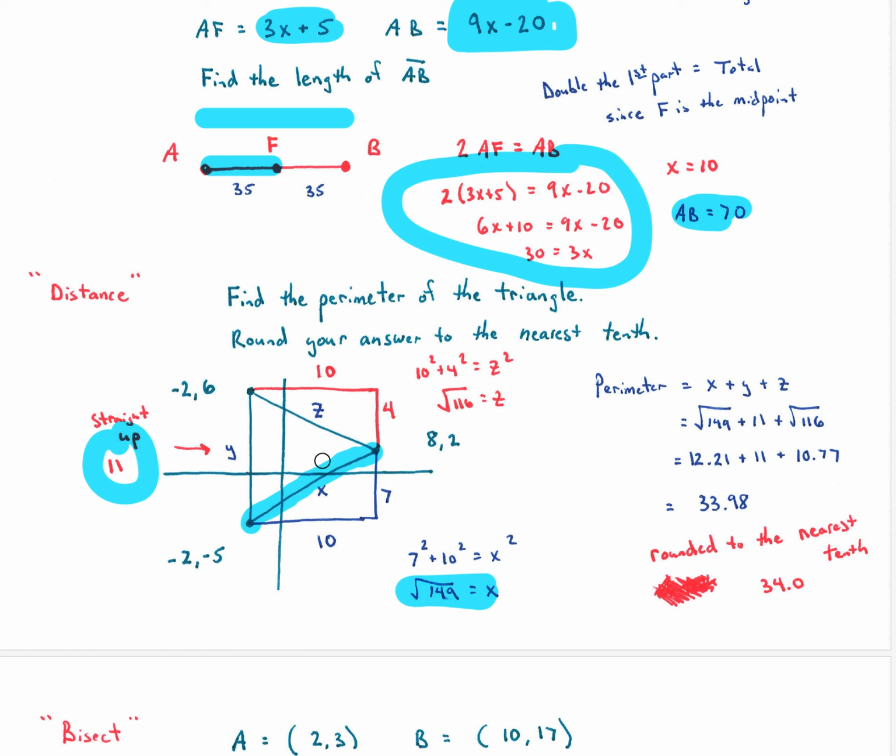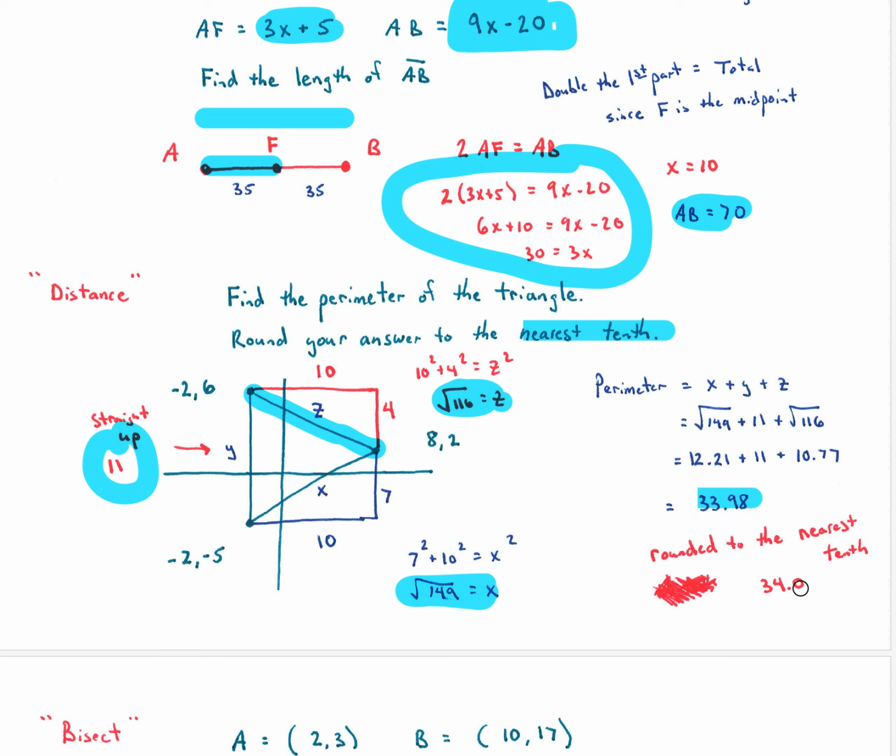Okay, so let's get rid of that, and now I want this distance. Well, that's its own triangle up here. It's the red triangle. 10 over, 4 down. So I did 10 squared plus 4 squared equals z squared, and now I know that distance. So now I have 11, this number, and I say, round your answer to the nearest tenth, which means you're allowed to use your calculator. So just type in square root of 149 plus 11 plus square root of 116, and you get that.